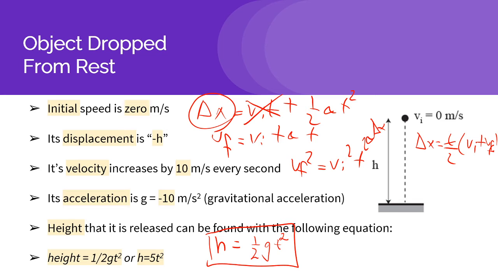So considering that you're displacing downwards, your h is negative, and acceleration is also downward, so that's also negative. Those negatives basically cancel each other out, so h equals 1/2 gt squared. And if we take g as 10 for simpler calculations, then you can simply say height equals 5t squared. As the object falls down, velocity increases by 10 meters per second every second, or to be more exact, 9.8 meters per second.